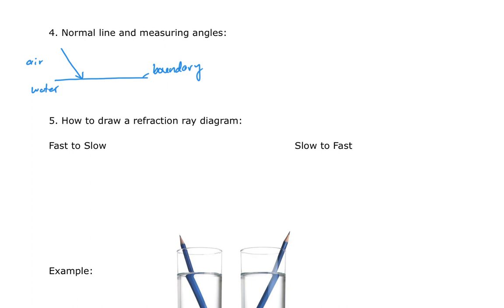And what I want to do is draw a perpendicular to the boundary right where that incident ray hits. Remember, the light that's coming in, and we did this with our mirrors too, is going to be called the incident ray.